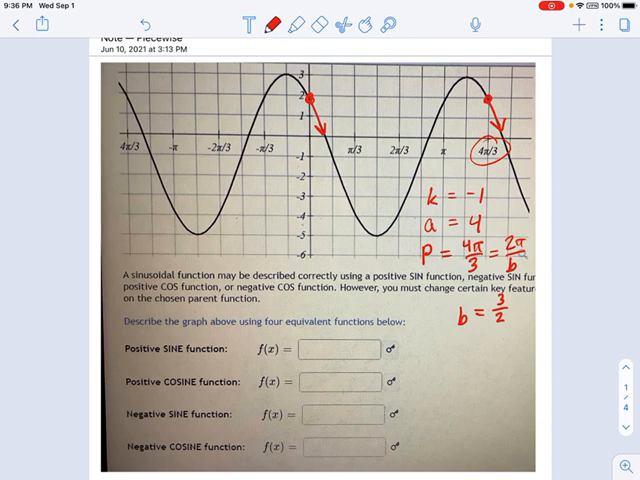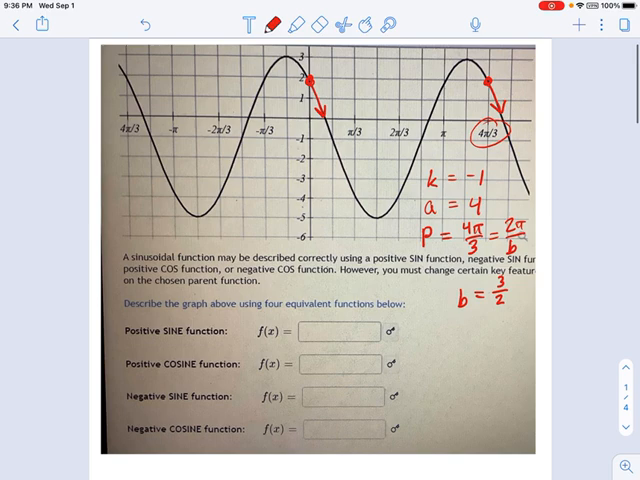Pretty sure I'm right. Okay. Now, I know k, a, and b. Those are all very important for the equation. I don't know h yet. That's the last thing I need.